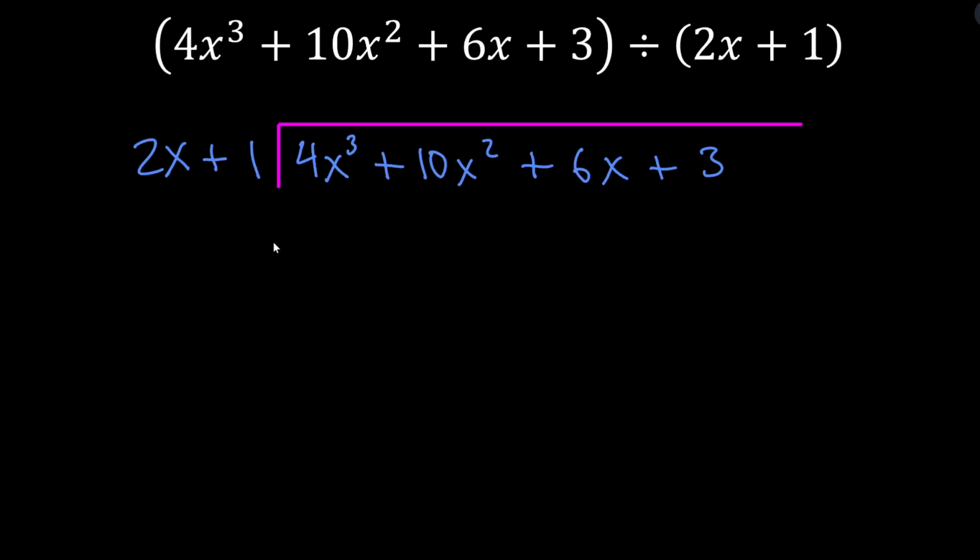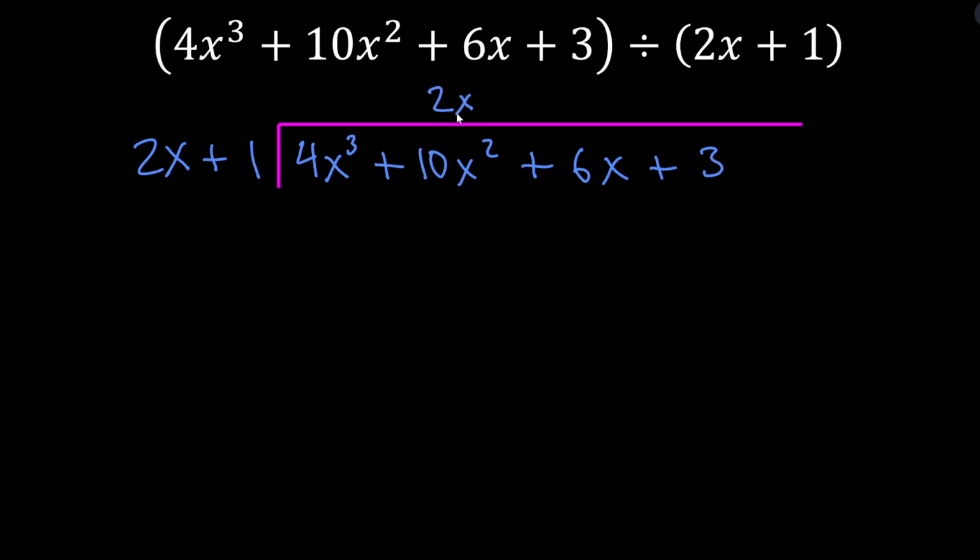All right, so we've got our divisor on the outside. We've got our dividend under the house. We're trying to figure out what do I multiply 2x plus 1 by to get this dividend. We're going to start the same way we always start. What do I multiply 2x by, right, the biggest term in the divisor, to get the biggest term in the dividend, 4x cubed? Well, I need to multiply the 2 by 2 to get 4, and the x by x squared to get x cubed. So 2x squared.